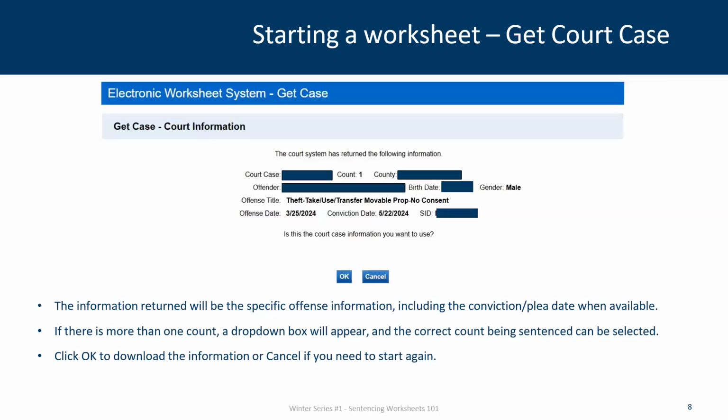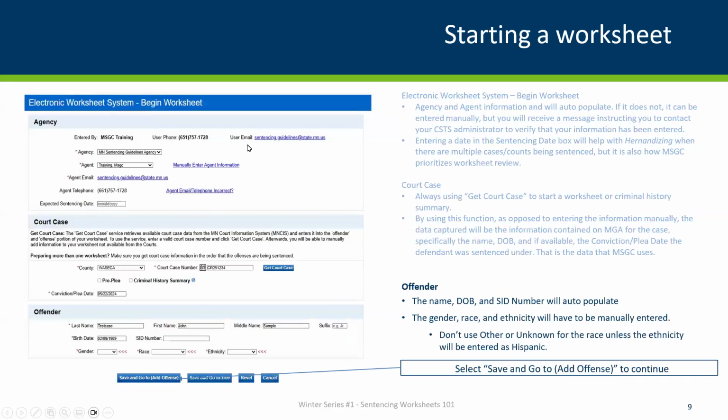If you're good, you can click OK. If you need to go back and enter something differently or make a different choice, you just click cancel. Cancel is your best friend. Cancel gets you off the page and you start over. So after you use the get court case, your information is returned on the defendant, including the name and the date of birth. The SID number may populate if there is one available. If there is not, that can certainly be manually entered.